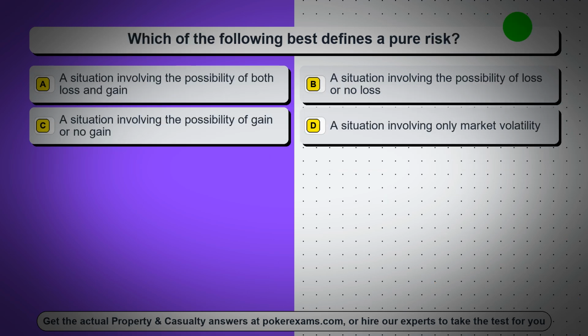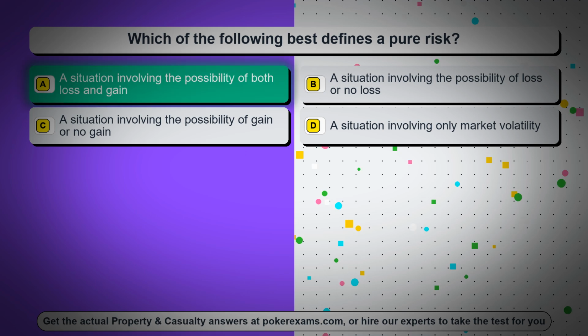Question 40. Which of the following best defines a pure risk? Option A, a situation involving the possibility of both loss and gain. Option B, a situation involving the possibility of loss or no loss. Option C, a situation involving the possibility of gain or no gain. Option D, a situation involving only market volatility.